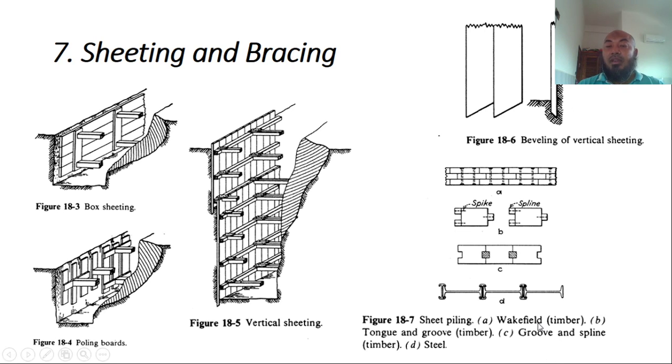So this is Wakefield number 1. A is Wakefield timber. Tongue and groove, this is for timber, and groove and spline, this is timber again, and D is steel. So this is steel. Okay, this is from, we look from the top.